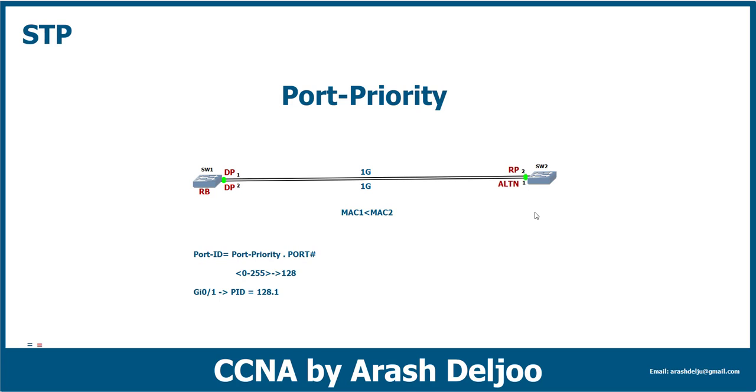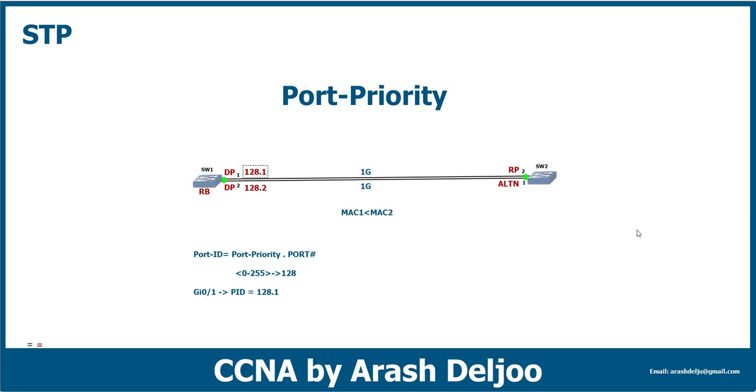The second rule in the tiebreakers says that the port connected to the sender port with the lower port ID is the better port. For example, here port 1 is connected to port 2 of switch 1, which by default has the 128.2 port ID, and port 2 of switch 2 is connected to port 1 of switch 1, which has the 128.1 port ID. Because of that, port 2 is connected to the better port, the lower port ID, and because of that, this is the root port.